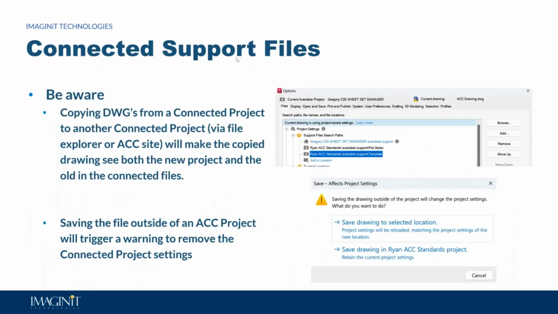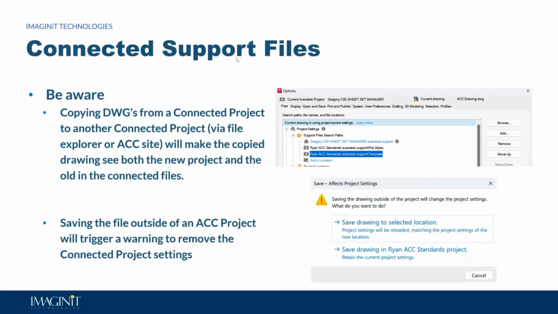Now, a couple of things you need to be aware of. These things are not in the Autodesk documentation. These are things that I have found myself. If I copy a drawing from a connected project to another connected project, either by File Explorer or by copying using the Autodesk Construction Cloud website, it will make the copied drawing see both the new project that you copied it into and the old project's connected files. So be aware of that.